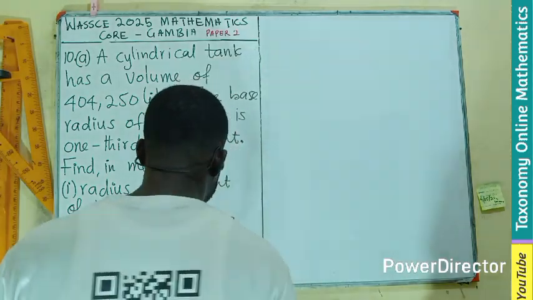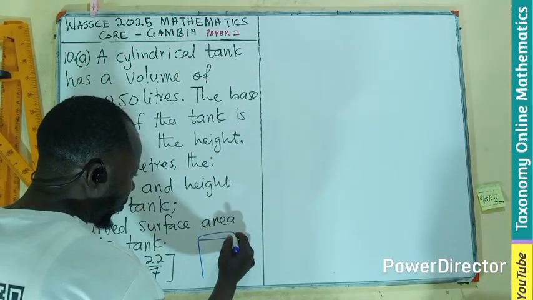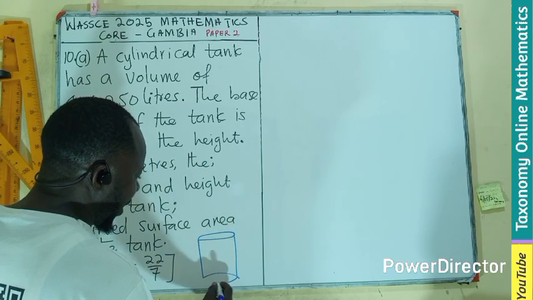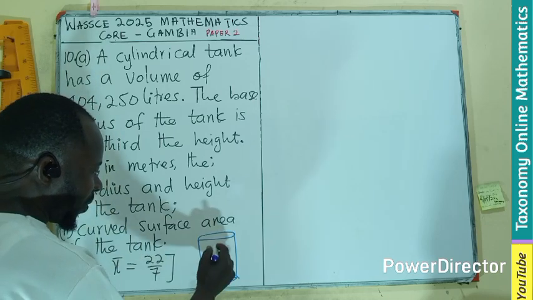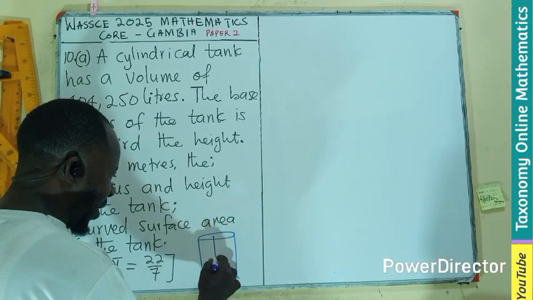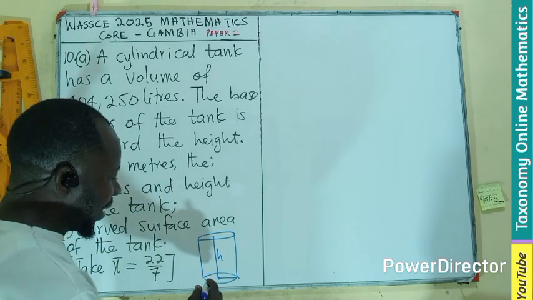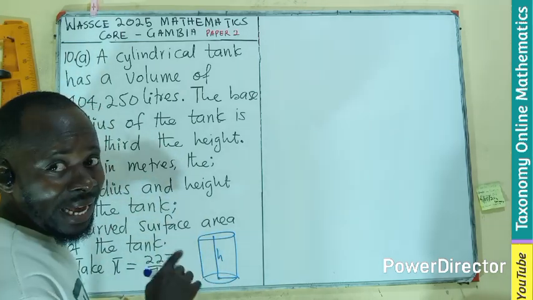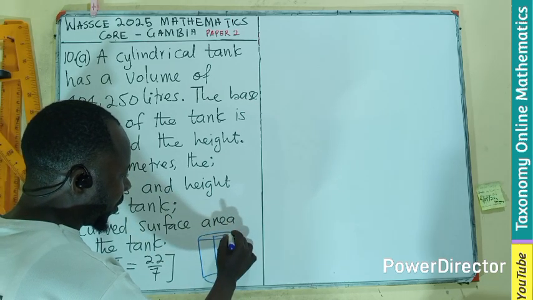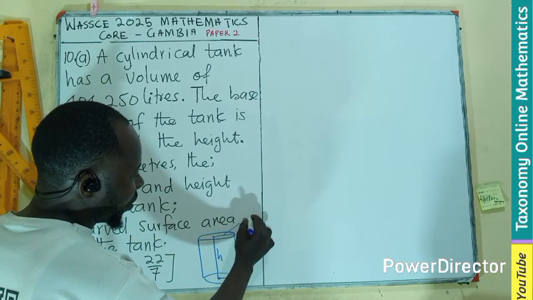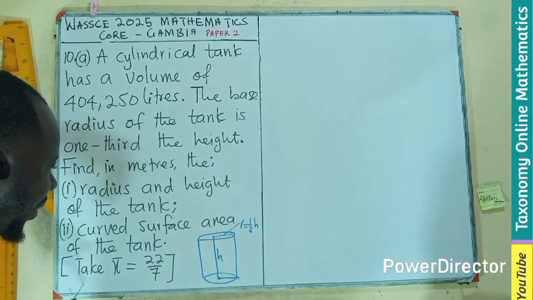Let's see if we can make a sketch. I don't have a space, so I'm going to use this area to make the sketch of what the cylindrical tank will be. From here to here is the radius. Then from here all the way here is the height. Now we are saying that the radius is 1/3 the height, meaning this radius, where can I put it? Let me put it here. This radius is 1/3 times the height. These are all the information we know.